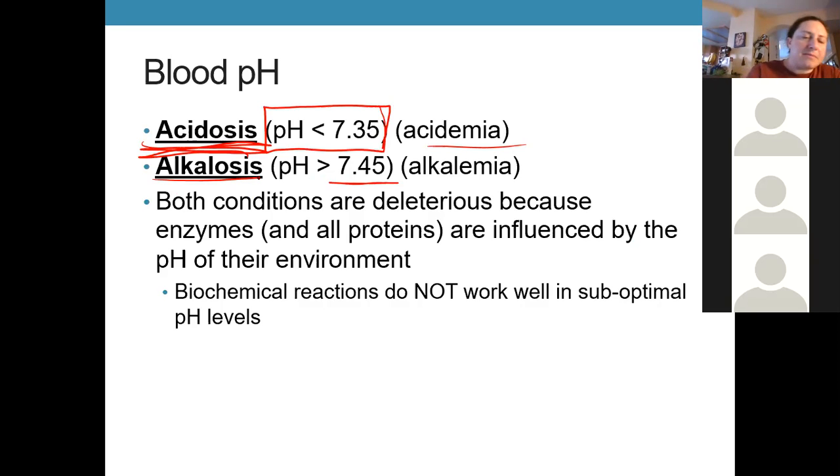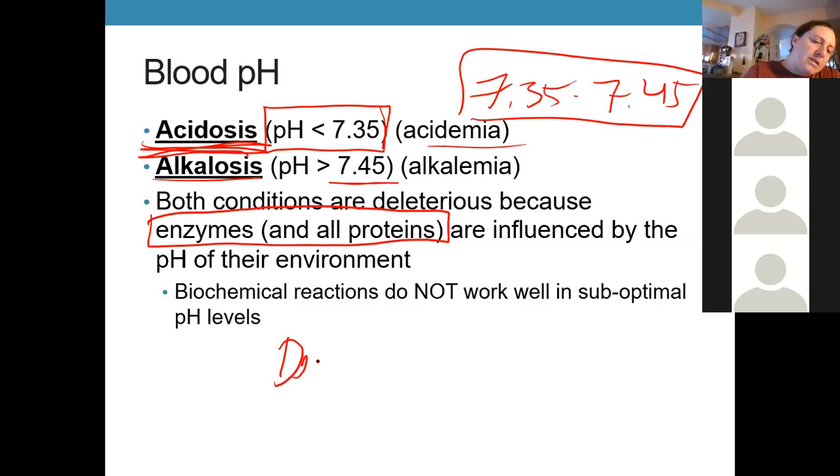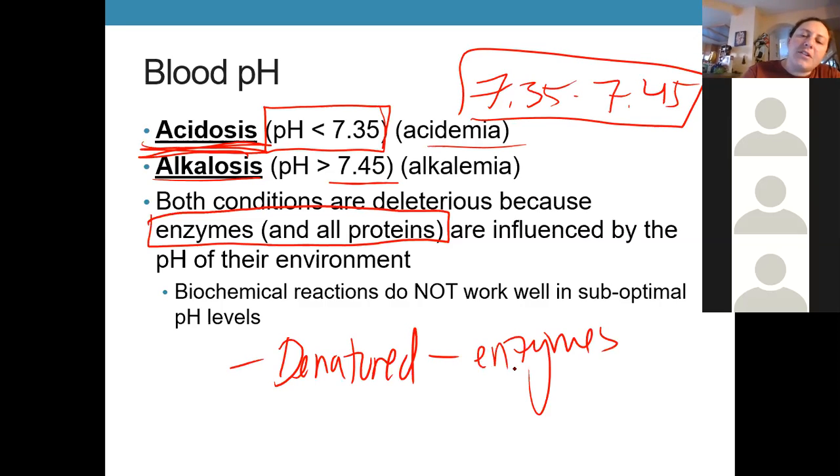And this is because proteins and enzymes in particular, their shape is influenced by the pH of their environment. Most of the proteins in our body work within this pH range of 7.35 to 7.45. So when we get out of that, their shape distorts. Call it denatured. And a denatured protein does not function. So if our enzymes are not functioning well, then we're going to have major problems with our metabolic processes.